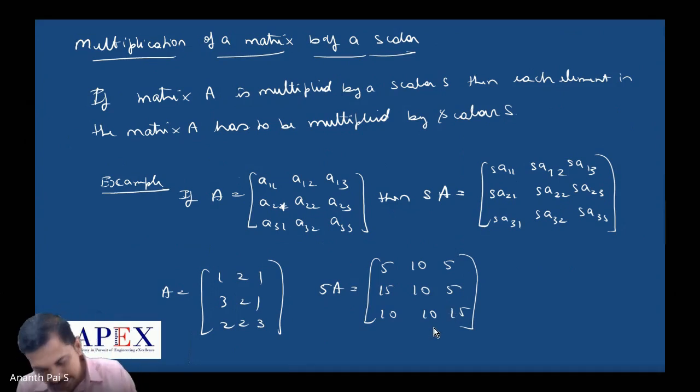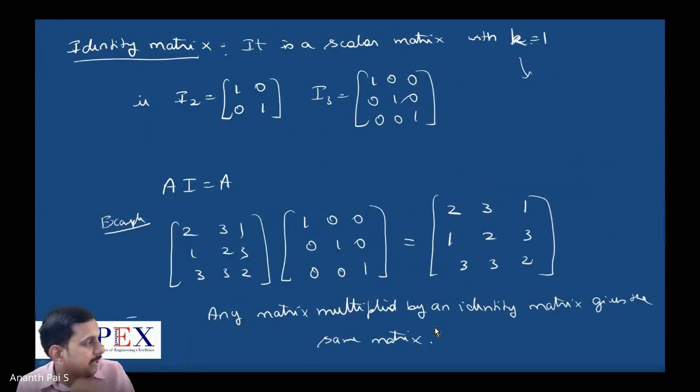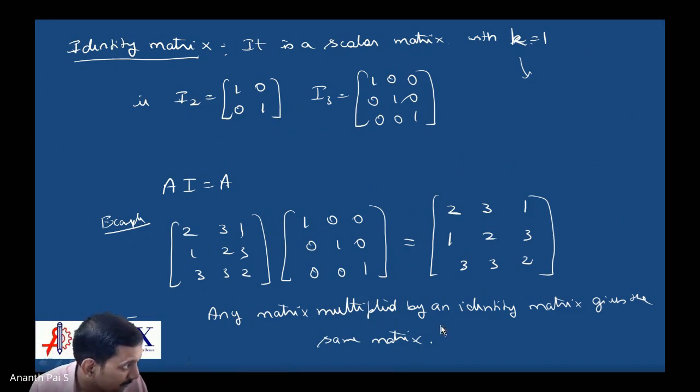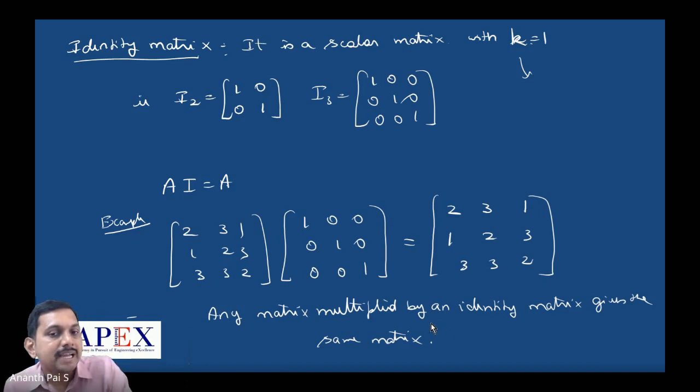Okay. Next, identity matrix. This is a matrix. Keep in mind, it is not a determinant. Determinant is different. Observe, determinant is different. This is a matrix. Get the difference between a matrix and a determinant. It's a scalar matrix with k equal to 1. That is called the identity matrix. When you multiply by the identity matrix, it remains the same. It does not change. That's the identity matrix.